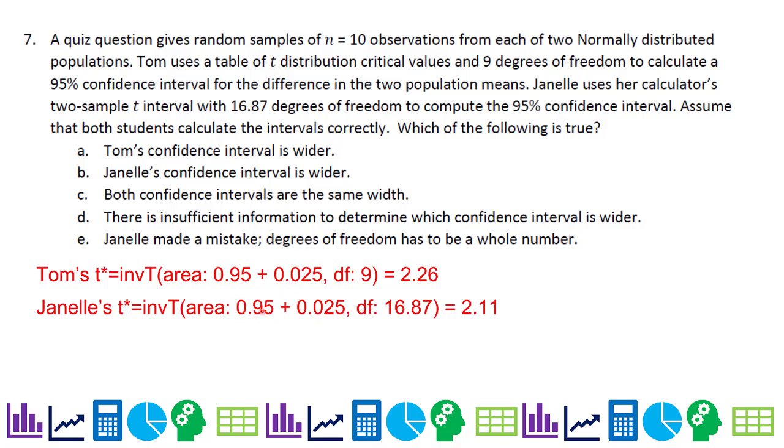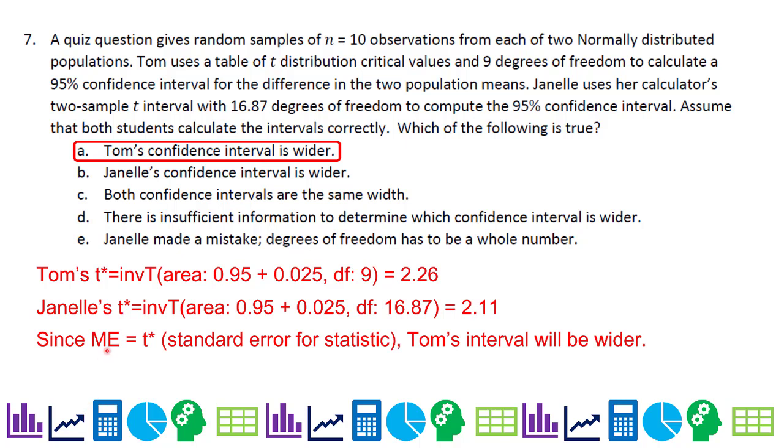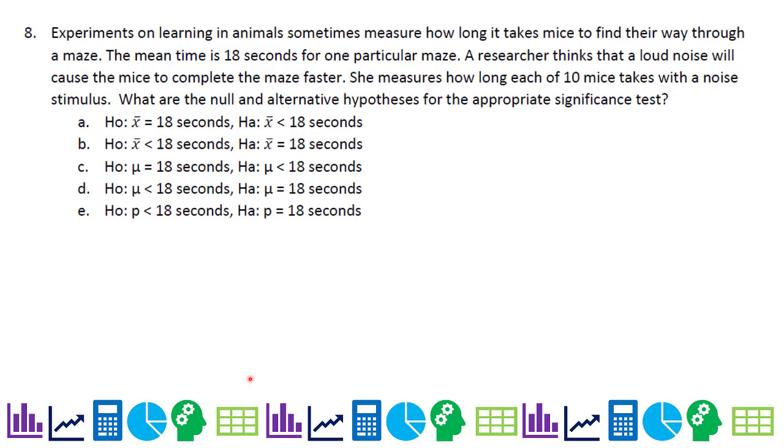Janelle has the same exact area, but her degrees of freedom is 16.87. And you can see that her t-star is smaller. So that gives us Tom's confidence interval is wider. Why? Well, the margin of error is just t-star times your standard error. So since Tom has a higher t-star, he is going to have a wider interval. They both have the same standard error for the test, for the statistic.